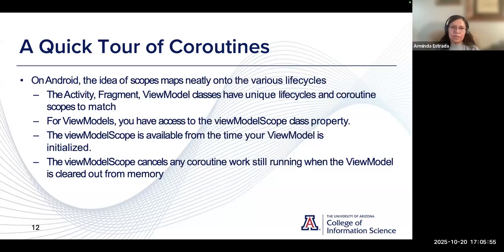On Android, the idea of scopes maps neatly onto the various lifecycles. The activity, fragment, and view model classes all have unique lifecycles and coroutine scopes to match them. For view models, you can access the viewModelScope class property, and I'm sure we've seen this before. If not, you'll see it soon. The viewModelScope is available from the time your view model is initialized, and it cancels any coroutine work still running when the view model is cleared from memory.